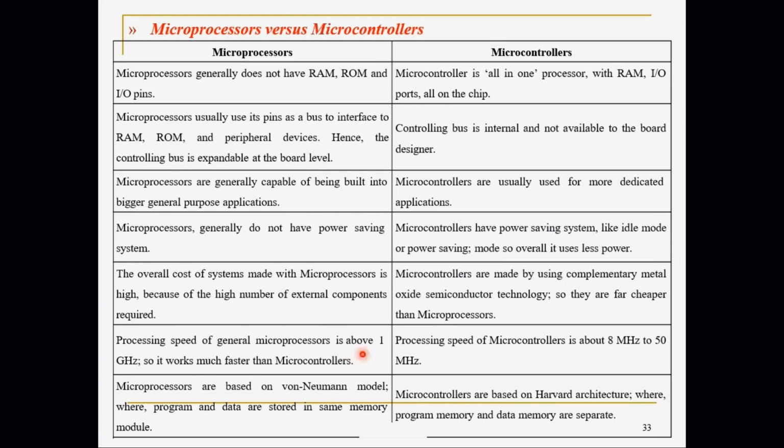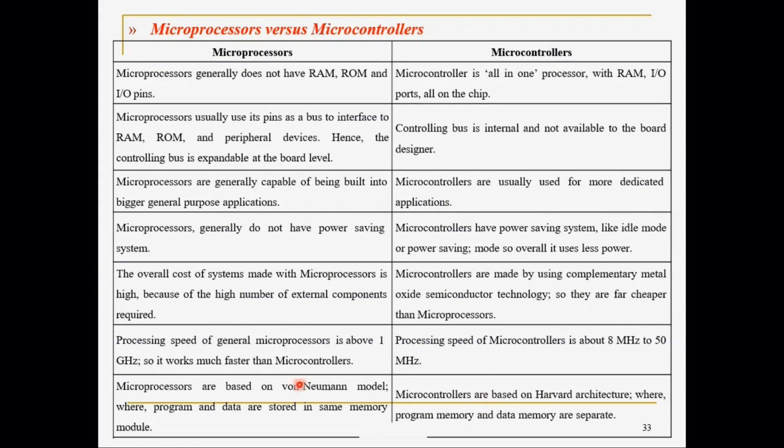Processing speed is very high in a microprocessor. It is above 1 gigahertz. I hope you know what is the speed and what is the meaning of 1 gigahertz, right? But microcontroller is very limited. It's in megahertz, 8 megahertz to 50 megahertz.